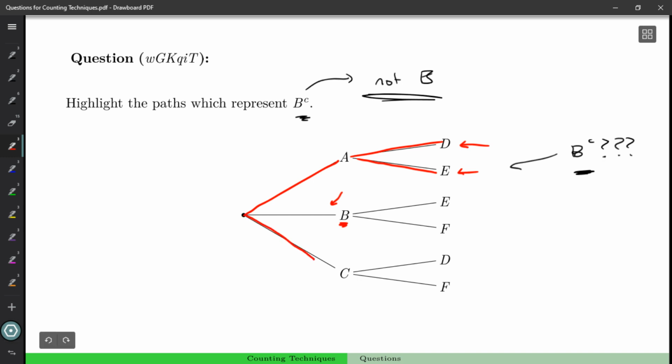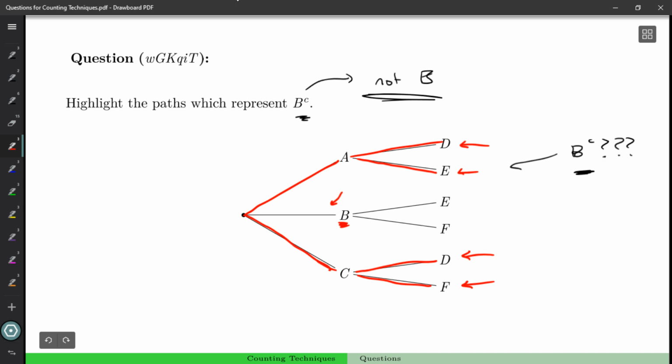But C is also clearly not B. It's a separate, different branch. So we could go through C, then to D. So that's a path that is in not B. Or you go to C and then F.